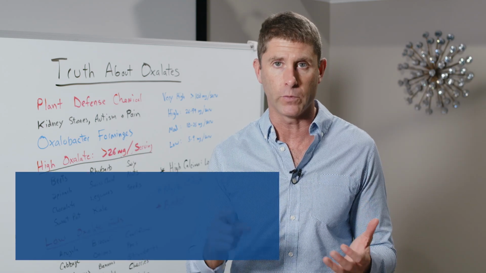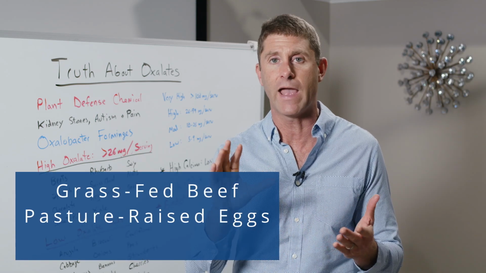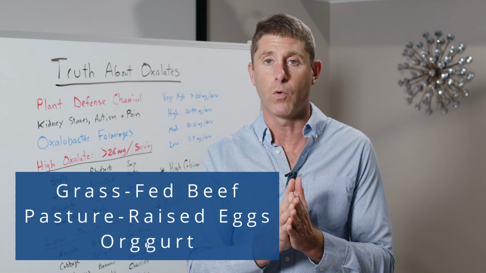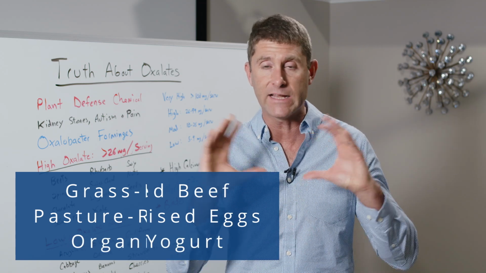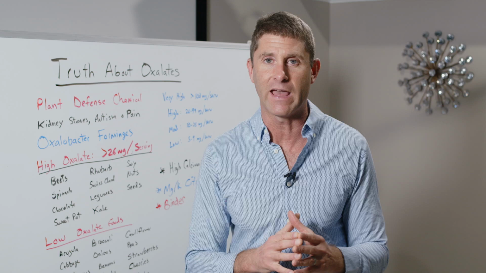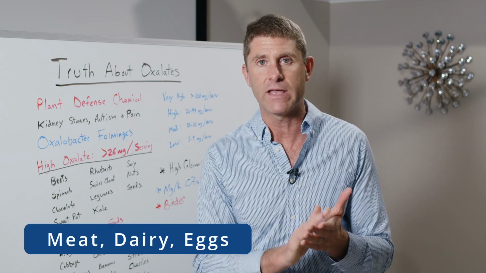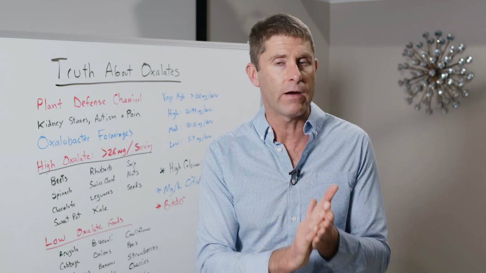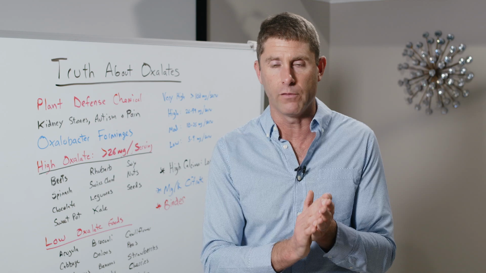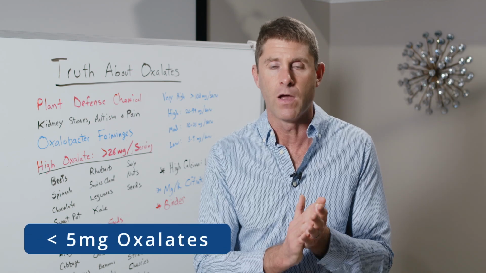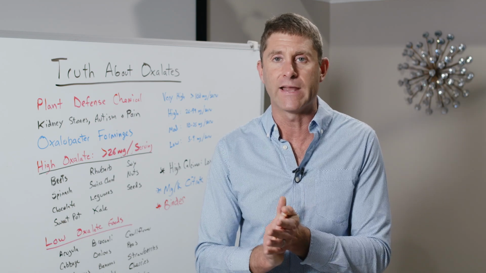For example, animal foods: grass-fed beef, pasture-raised eggs, organic yogurt. Ideally getting these things organic, that's why I'm saying that. But in general, meat, dairy, eggs, zero, very, very little, microscopic levels of oxalates, less than 5 milligrams of oxalates that we're going to find in those.